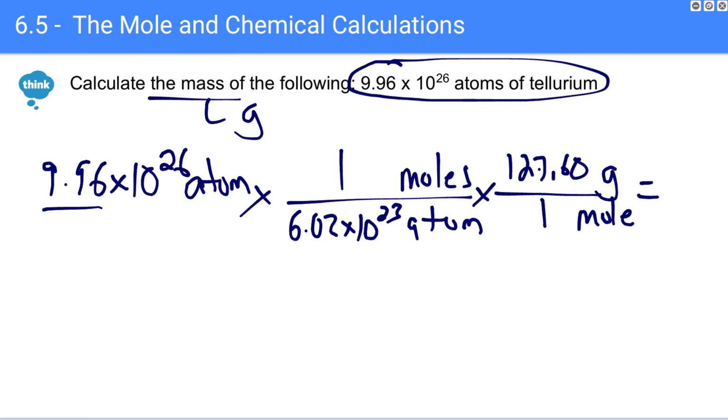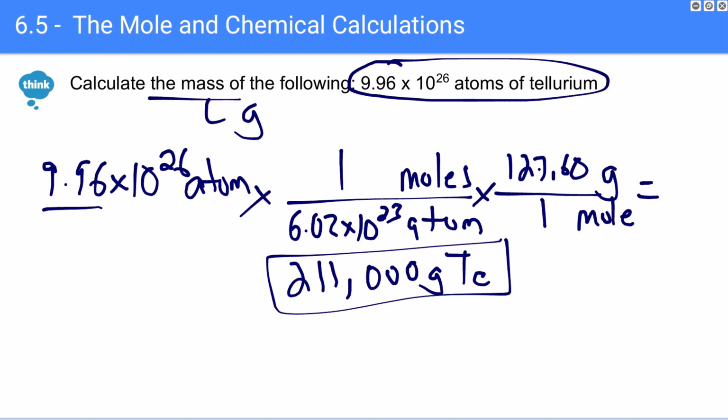So we're going to take 9.96 times 10 to the 26th. We're going to divide by 6.02 times 10 to the 23rd, and multiply by 127.60. So we end up with a large number, but not a ridiculously large number. So 211,000 grams of tellurium. So a lot of tellurium, but that's also a lot of atoms of tellurium, all right?